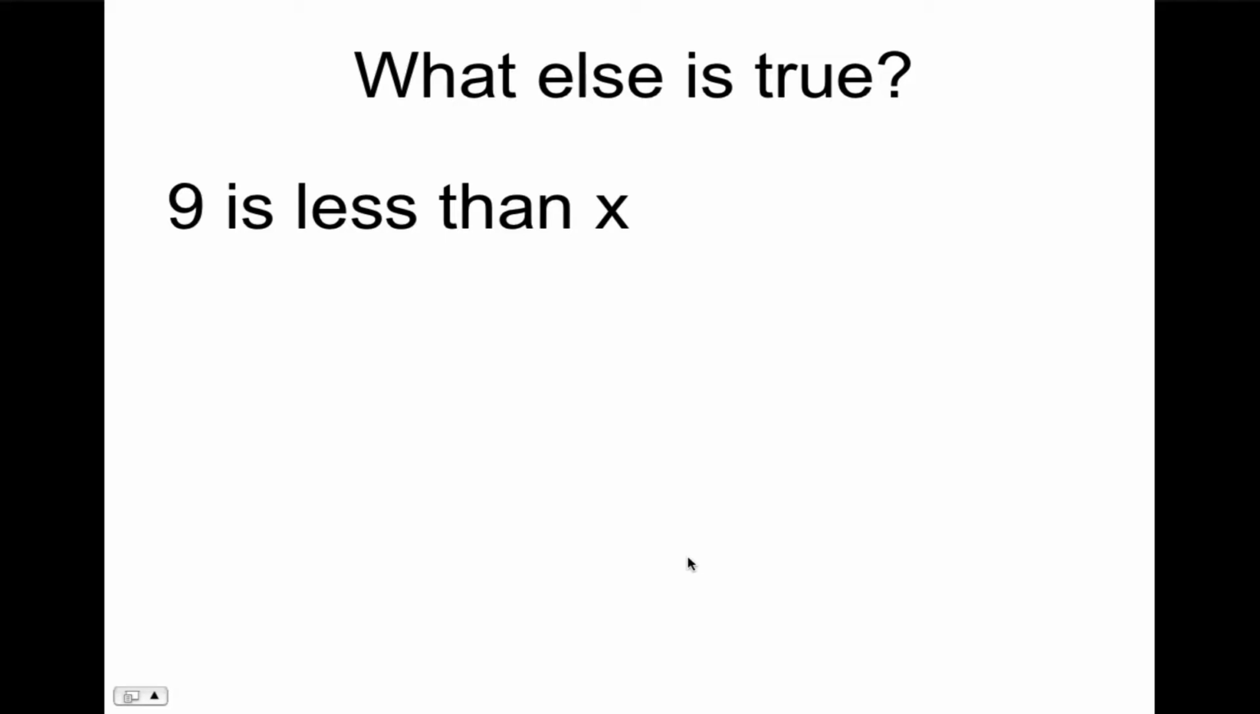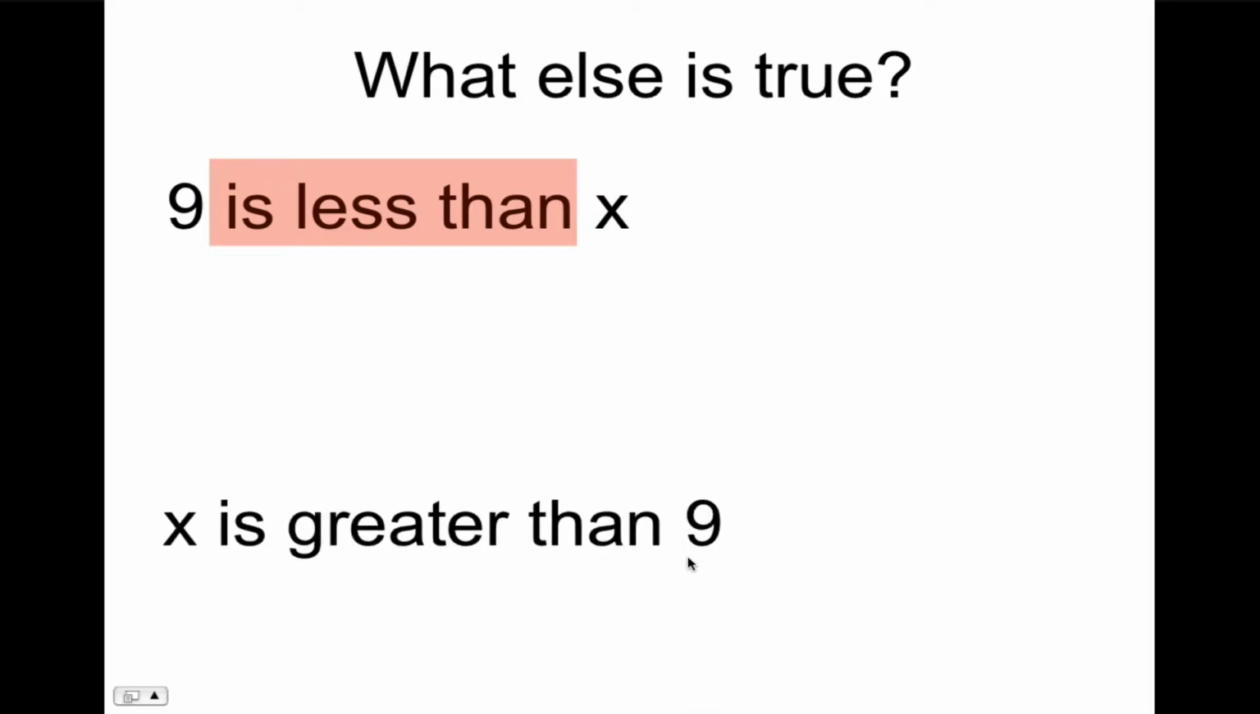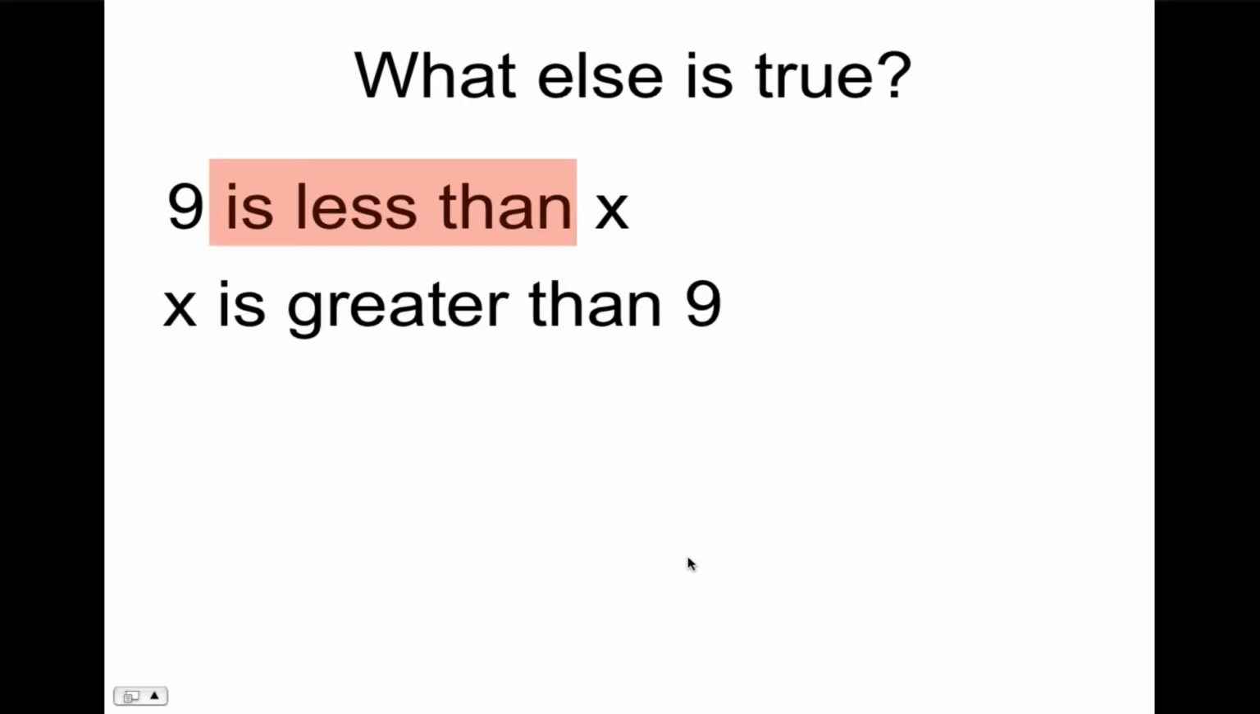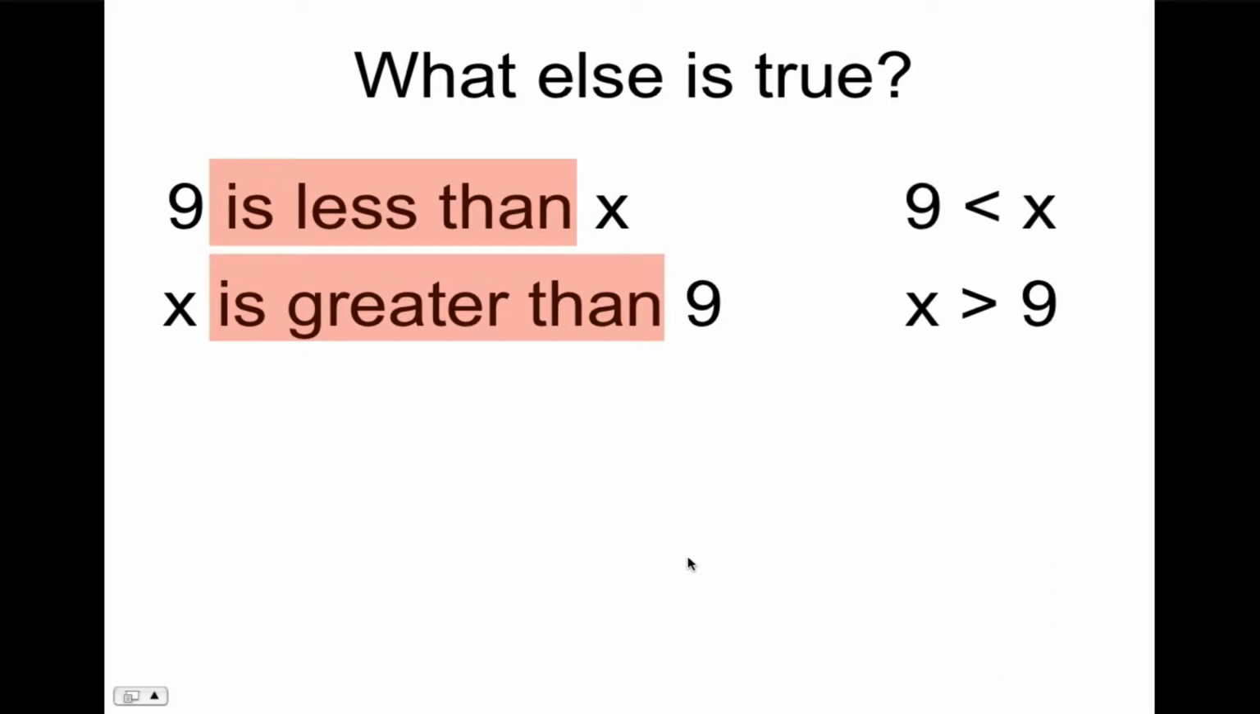Now we're going to ask ourselves, what else is true? If 9 is less than x, what else do you know about the relationship between 9 and x? It would also be true that x is more or greater than 9. Mathematically, we would write it like this. 9 is less than x, x is greater than 9. So if one is true, then the other.